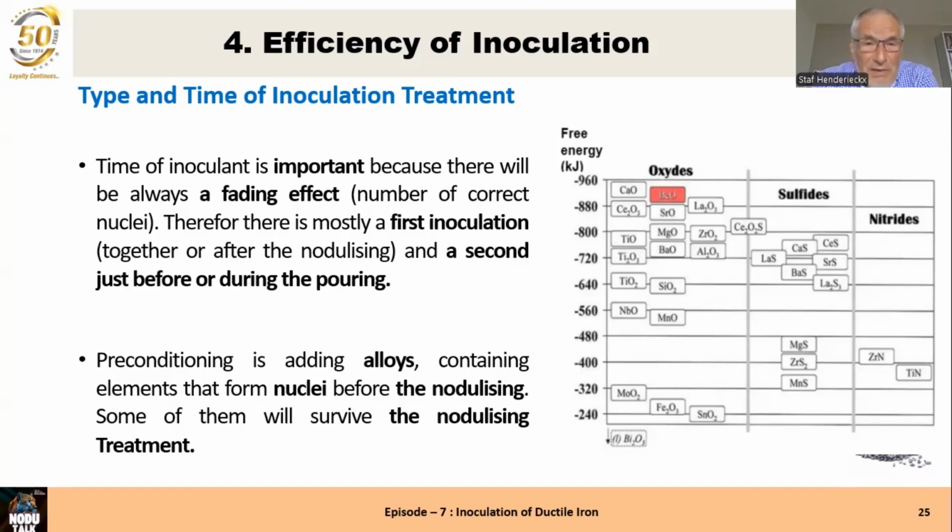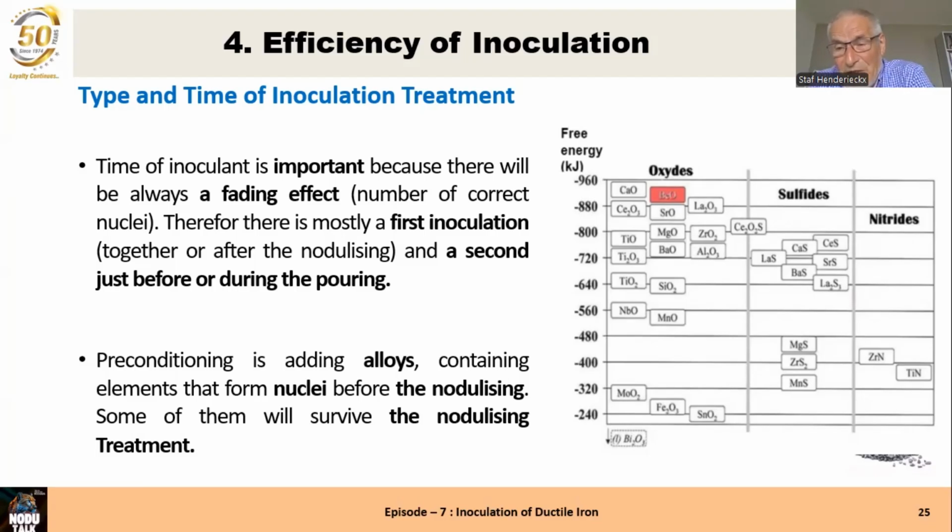What is now the third thing we said here already? Preconditioning is an alloy containing elements that form nuclei before the nodulizing. So that means mostly in the furnace, and if you add there barium, it will be formed. It will take already oxides. Barium oxide will be formed before the silicon oxide is there, before the magnesium oxide is there. And barium oxide will not be decomposed by the others because it's there from in the furnace. So barium is a very, very important element in thick and medium-sized castings.